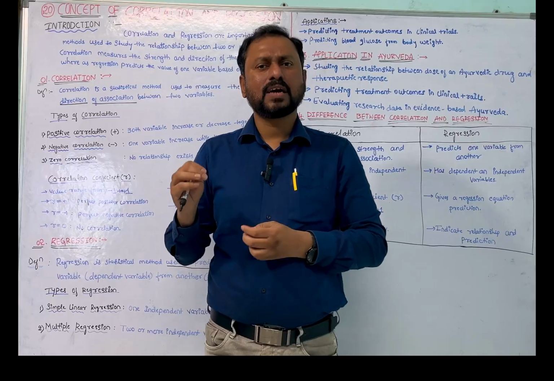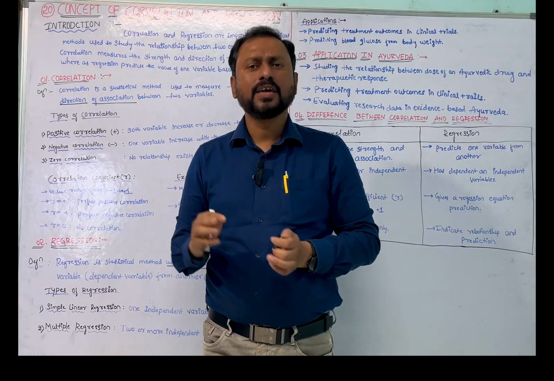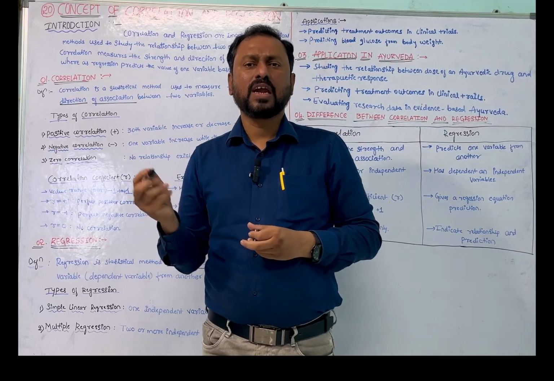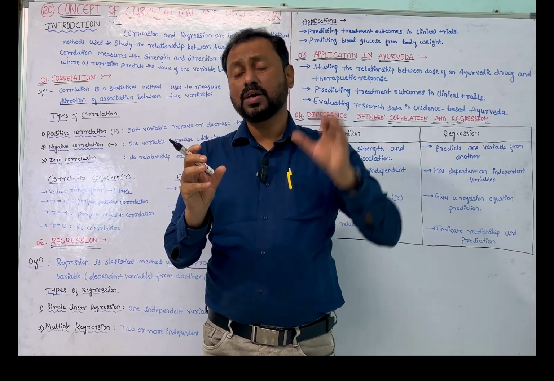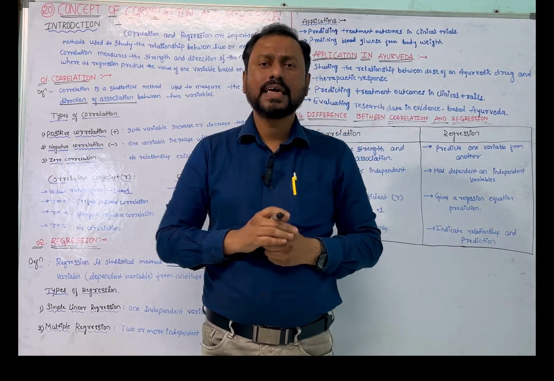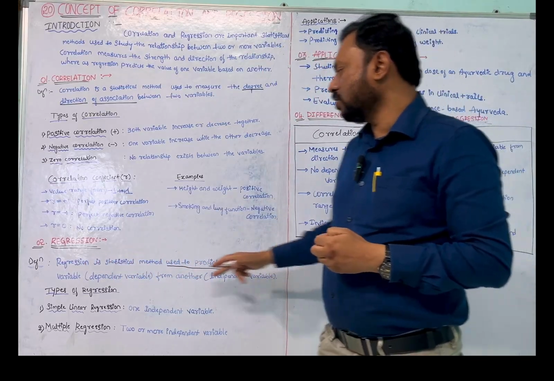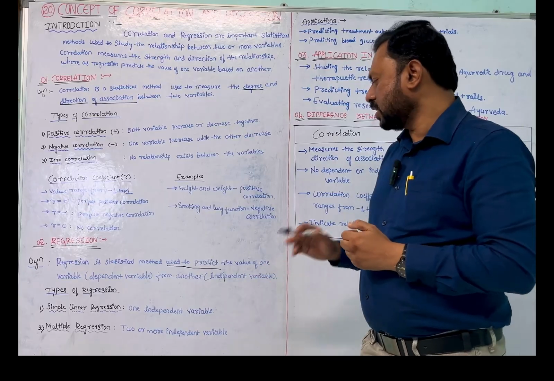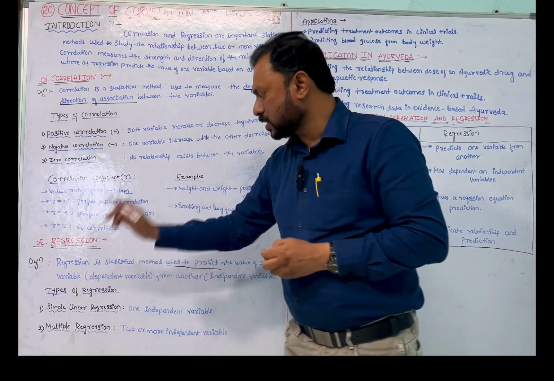Another very good example is, if a student is not studying hard at all, the result may be that the student may fail. Predicting one thing when we know another is called regression. Regression is a statistical method used to predict the value of one variable, the dependent variable, from another, the independent variable. It means we know the independent variable, and we are predicting the dependent.